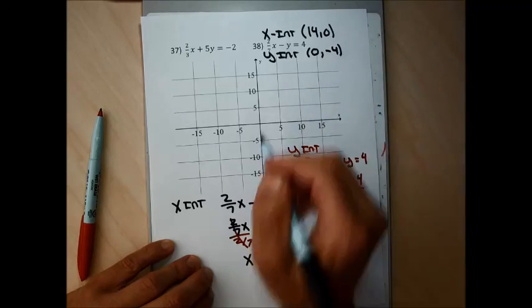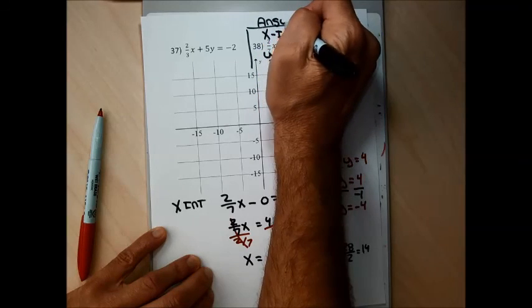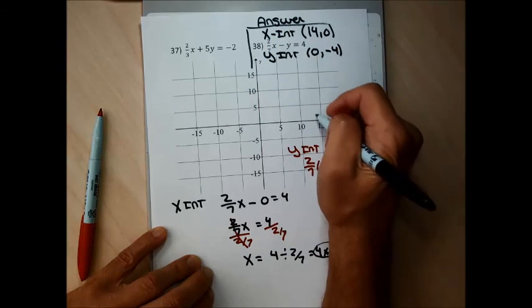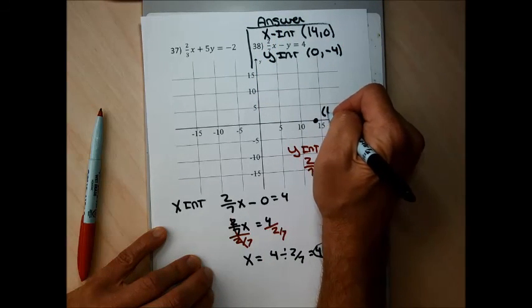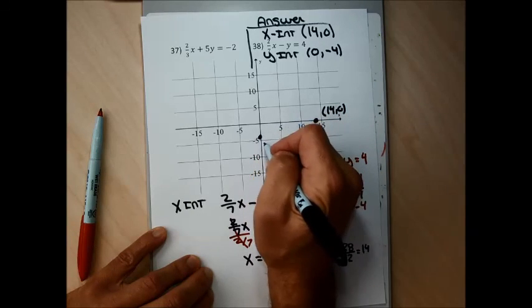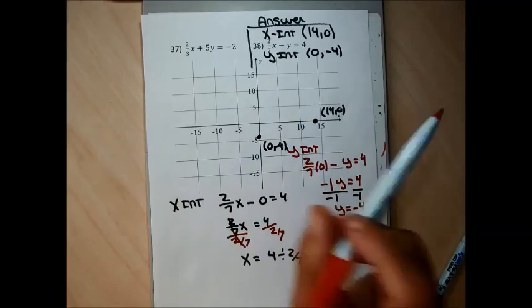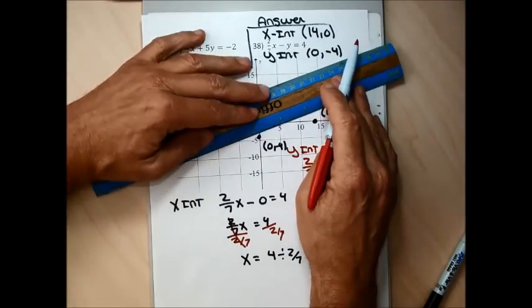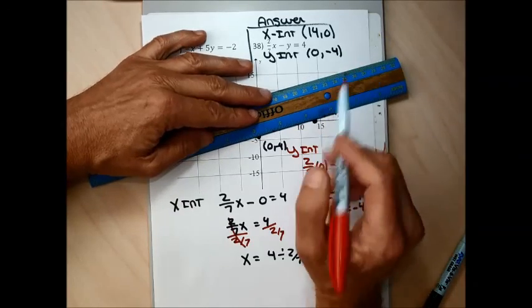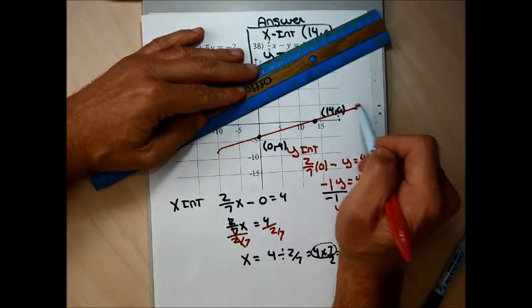Now I'm going to plot those 2 points, so that's part of my answer to problem 38. Plot the point 14, 0, kind of estimated anyways, and 0, negative 4. And now connect those 2 points, and I'll be done with problem 38 because I've done everything. It said find the x and the y intercepts, which I did, label 2 points, and make a line.